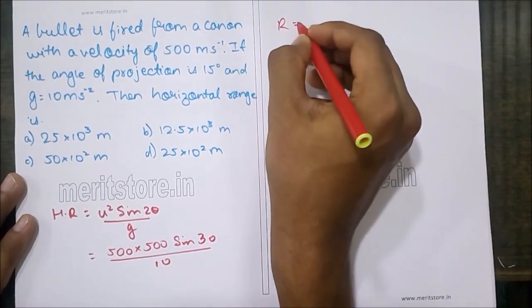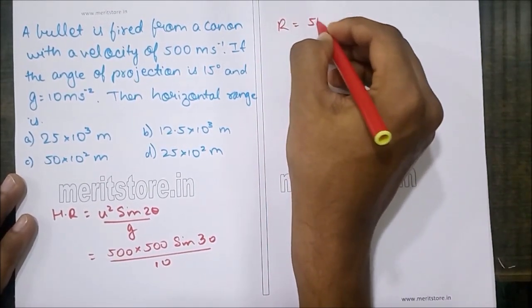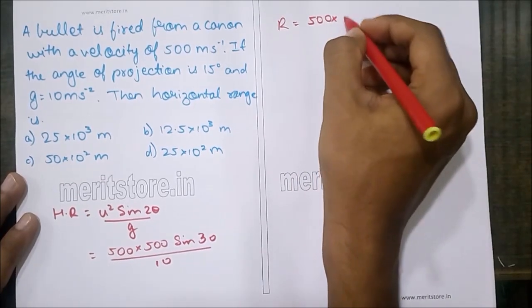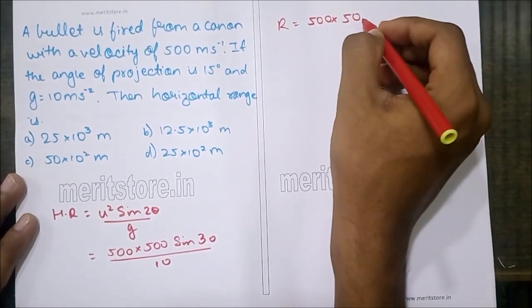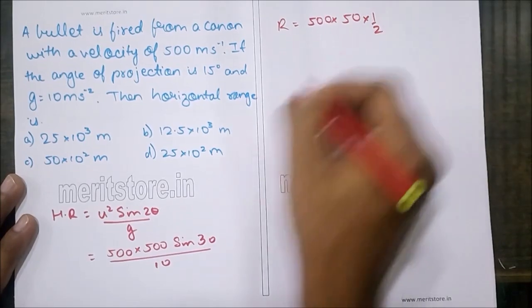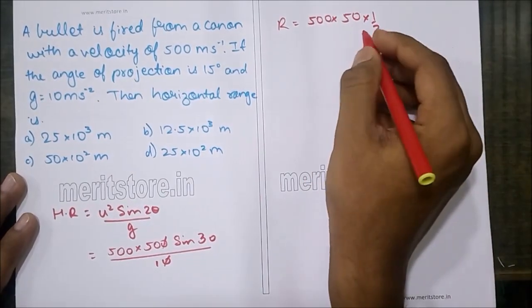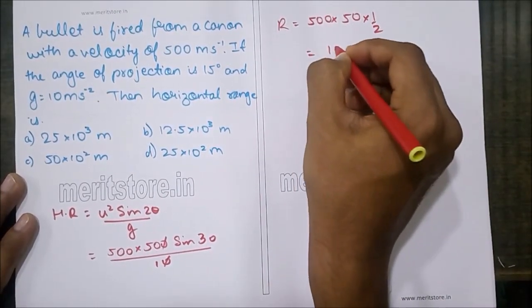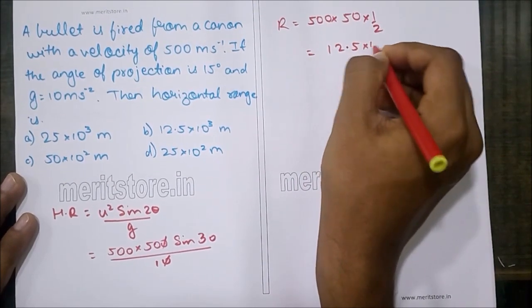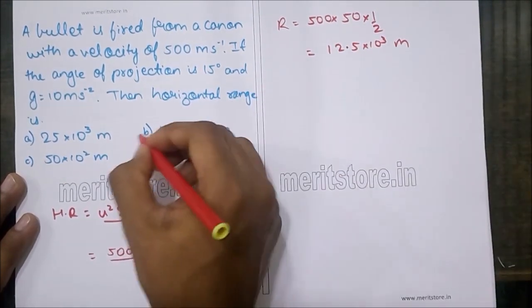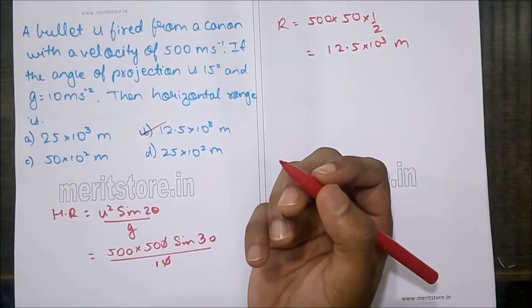So R is equal to 500 into 500 into half, divided by 10, which is equal to 12.5 into 10 raised to 3 meters. Hence option B is the correct answer.